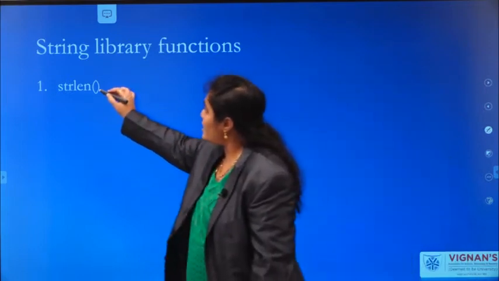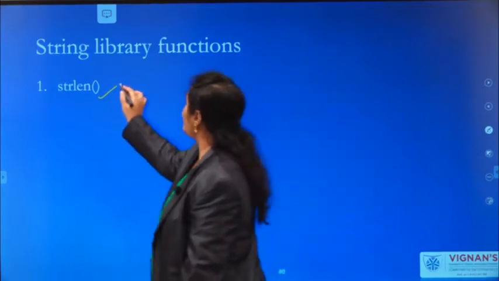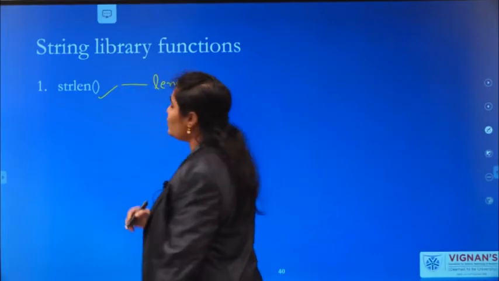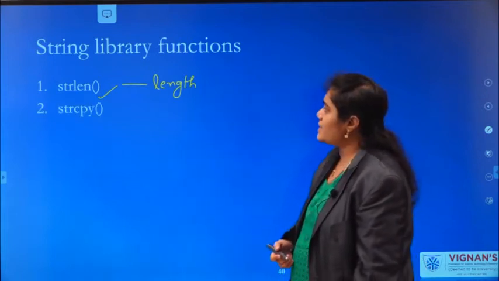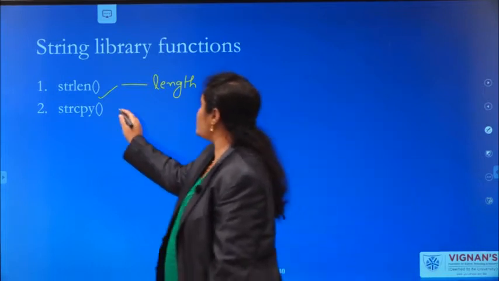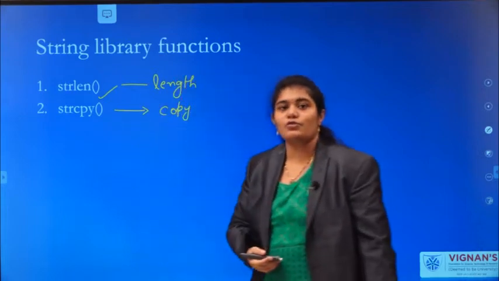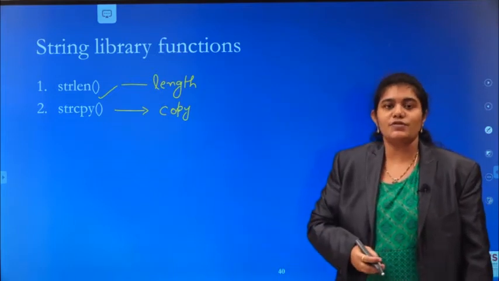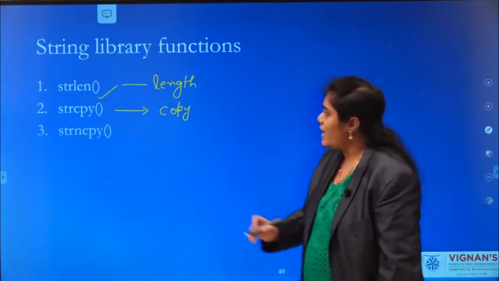The first function is strlen, which is used to find the length of a given string. Next, strcpy, which is used to copy the content from a source string to a destination string, that is, to copy a string from one string to another string.